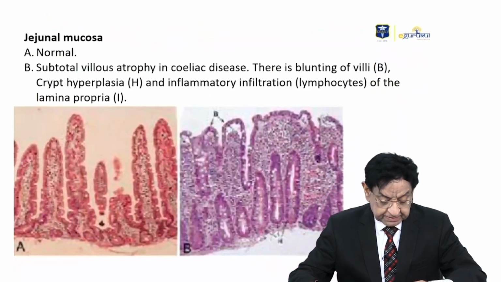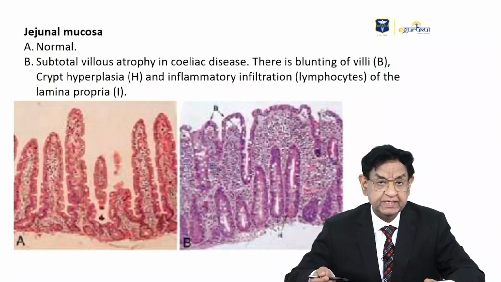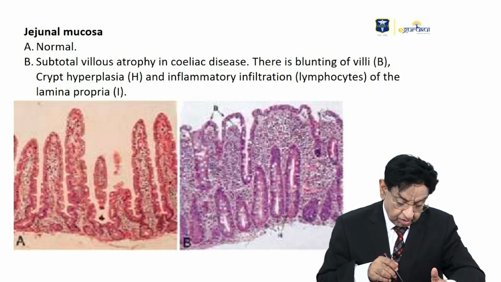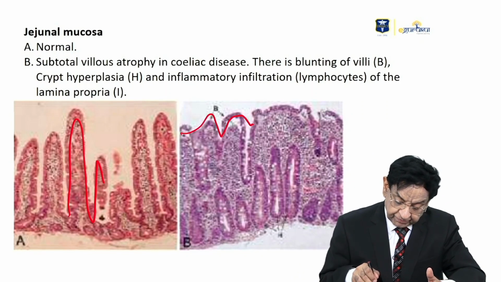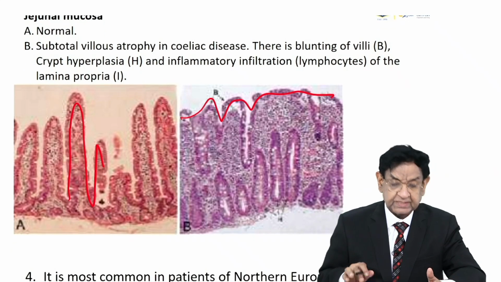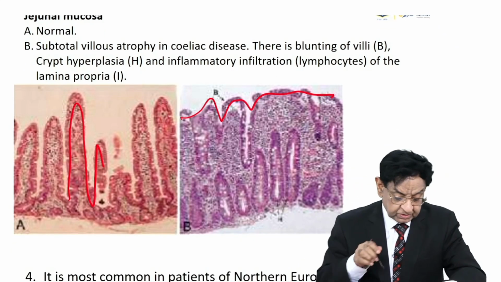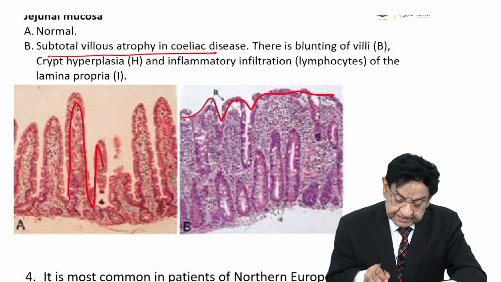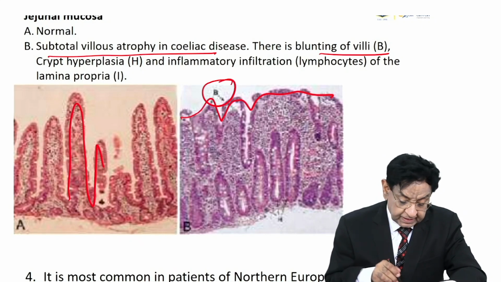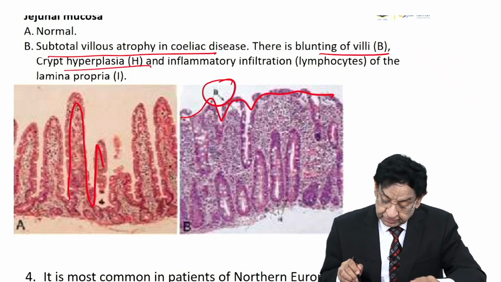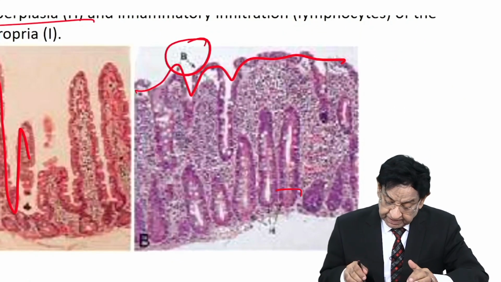Now, what happened in this patient? As I told you, there is atrophy of the villi. This is normal villi. You can see normal villi. And here all are atrophied. The classical finding. Subtotal villus atrophy in celiac disease, blunting of villi, and crypt hyperplasia. You can see crypt hyperplasia is there.